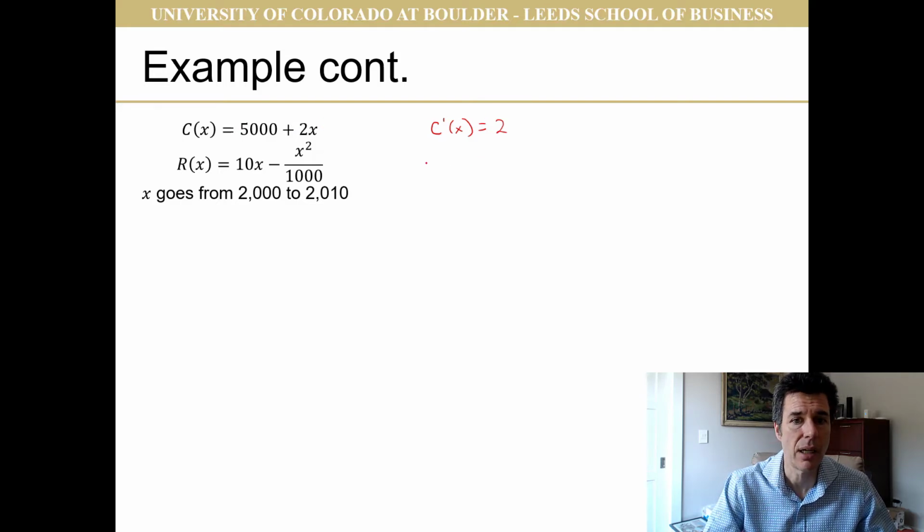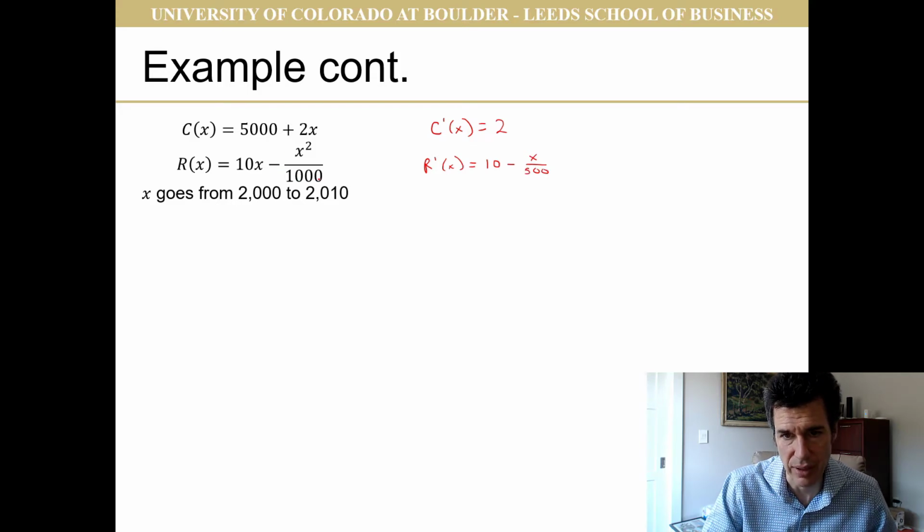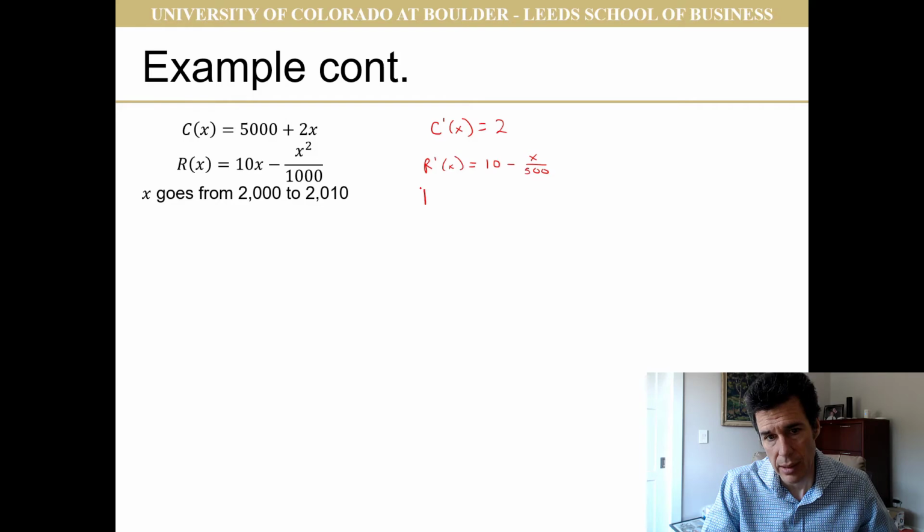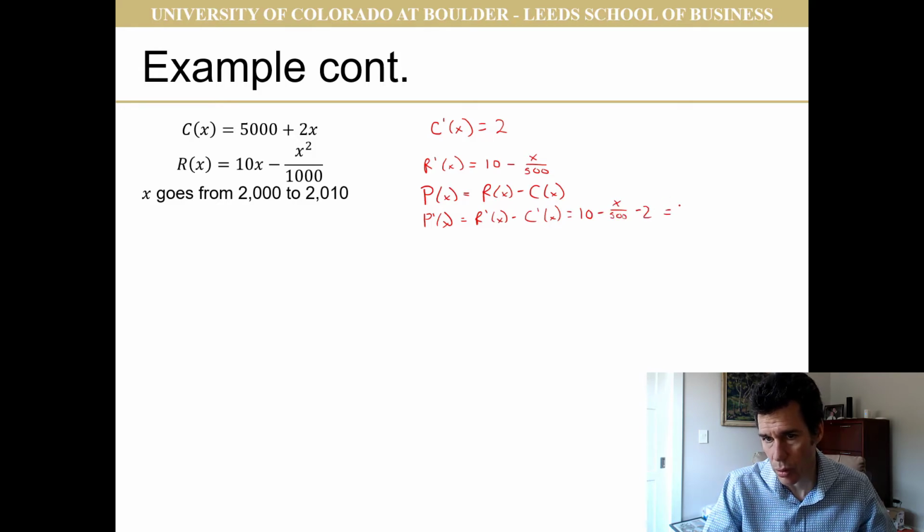That makes sense. R prime of X is equal to, taking our derivatives, 10X, the derivative of that is 10, minus X over 500, right? We bring the 2 down, 2 over 1,000 is 1 over 500. So we know P of X is equal to R of X minus C of X, which means that P prime of X is R prime of X minus C prime of X, which is 10 minus X over 500 minus 2, or 8 minus X over 500.